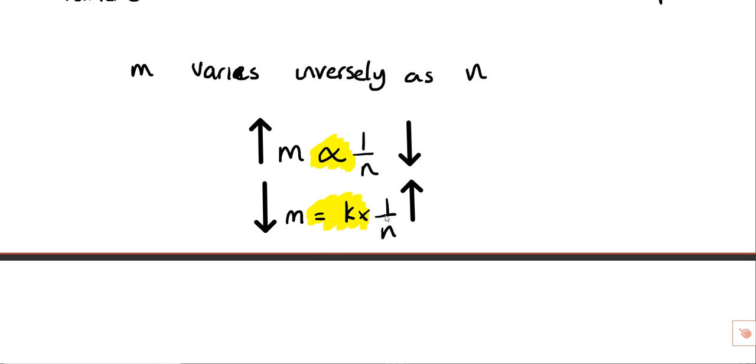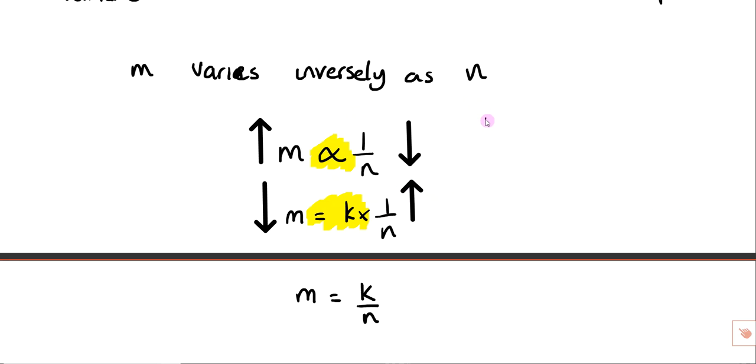So what would this get written like instead? It would be written as m equals k times 1 over n, but without the times 1: k divided by n. That's what we have. K times 1 is k. So we have the same idea.